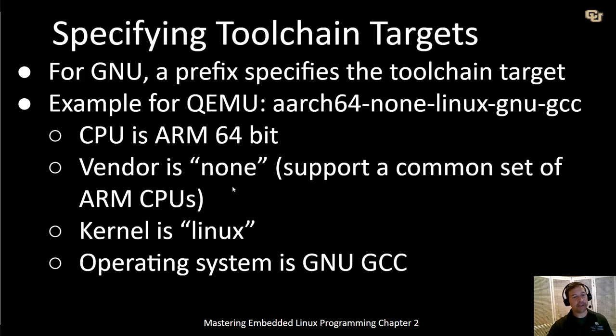The vendor is none. Maybe if there was a specific vendor that we were targeting here instead of just a generic QEMU machine, there might be a specific vendor for the CPU listed here. The kernel type is Linux because we're targeting a Linux kernel. And then the operating system support here is GNU, the last step before GCC.